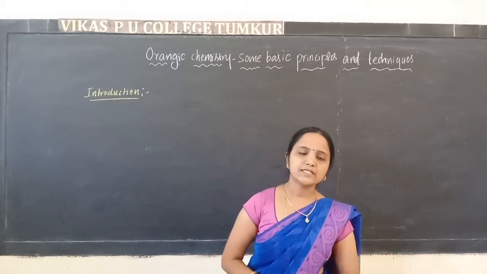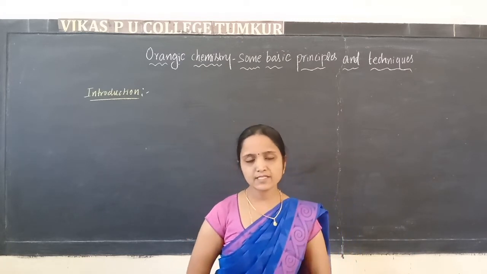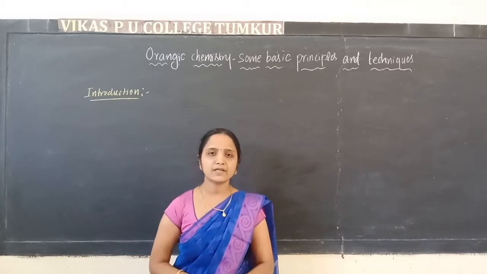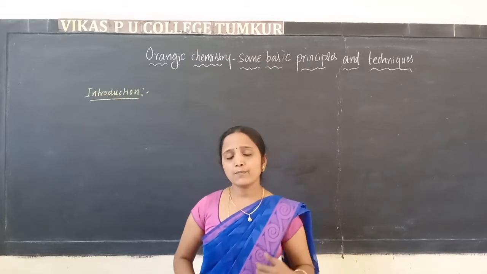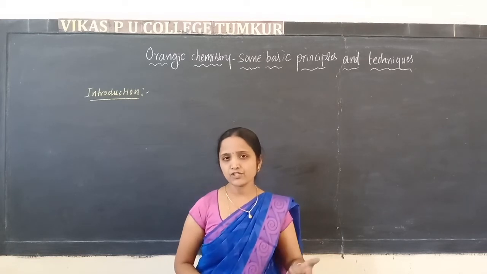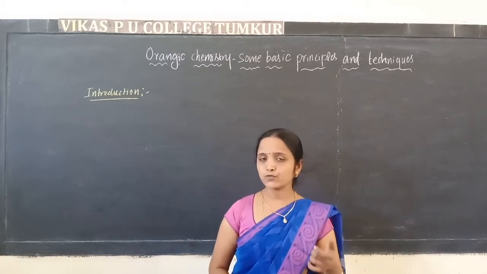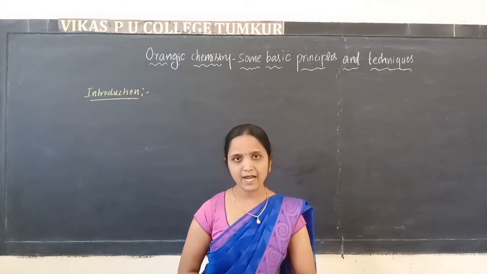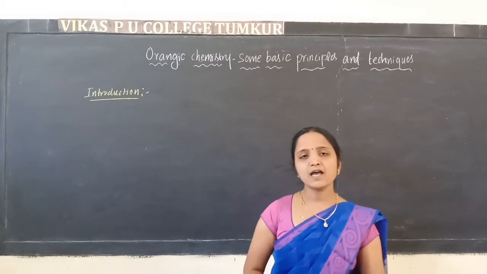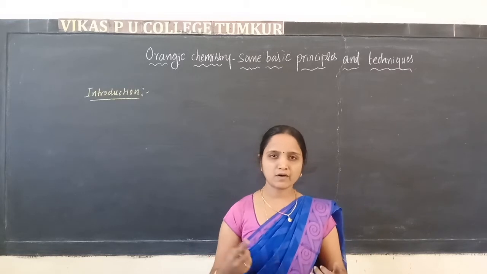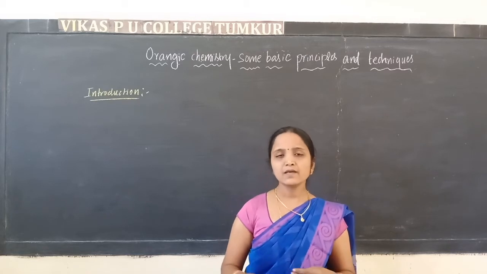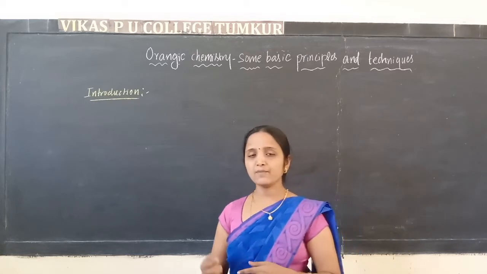We know that the element carbon has a unique property that we call catenation. Catenation means carbon having a capacity to form a bond with other carbon atoms, and also it has bond formation with other elements like oxygen, nitrogen, sulfur, phosphorus, and halogens. Means carbon forms bonds with them.